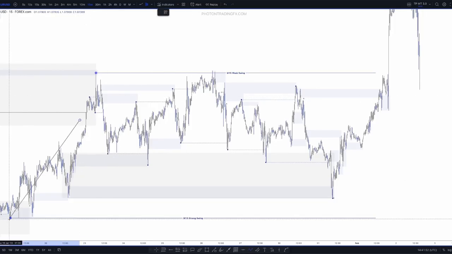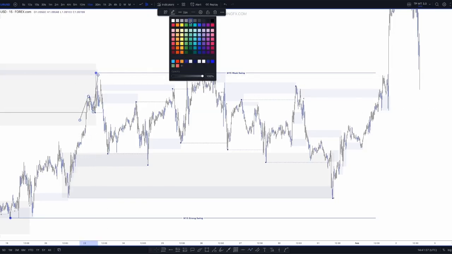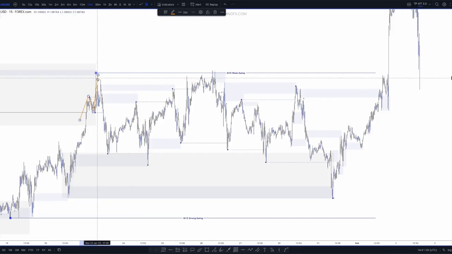So down here is our M15 swing low. It's quite a big range. We get an internal pullback. We just change color of this. All right, we mitigate our extreme refined M15 POI within our 4-hour POI.